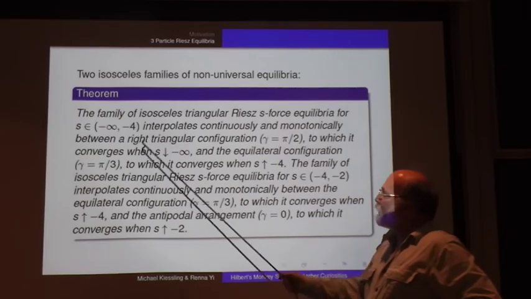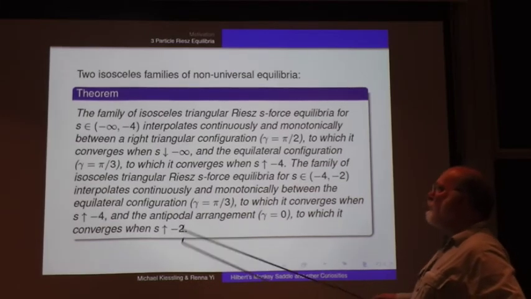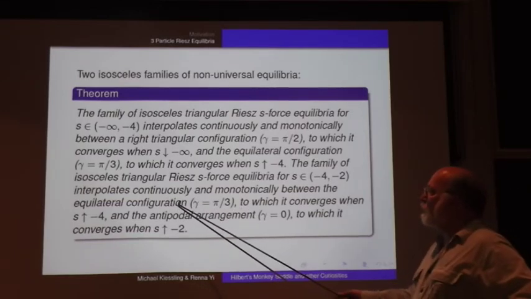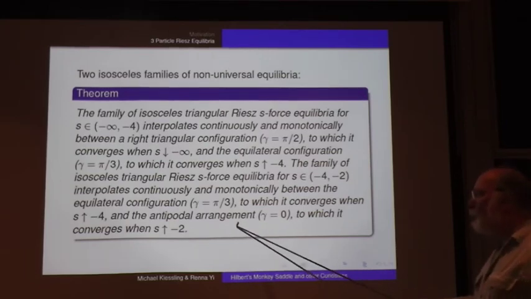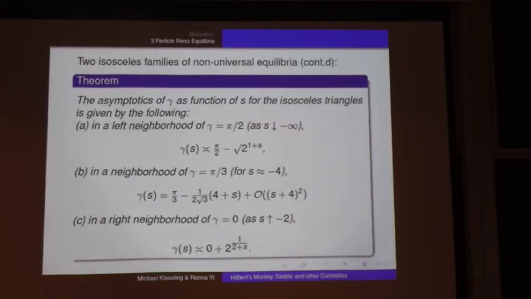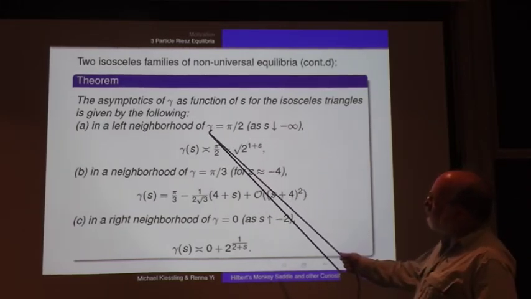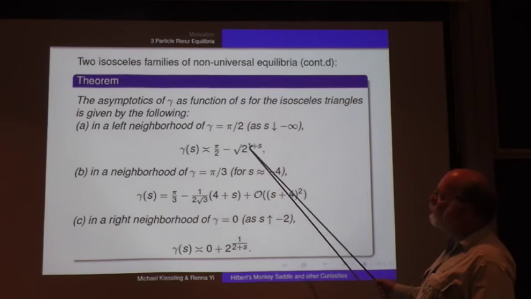To the right of S is -4, but to the left of S equals -2, there is another continuous family of isosceles triangular Riesz force equilibria. And that also interpolates continuously between the equilateral configuration at S equals -4 and the antipodal arrangement. Continuation. We can work out the asymptotics. So this is when S goes to -infinity, so gamma converges to pi-half. How does the neighborhood look like? It looks like that. Pi-half minus square root of 2 to the 1 plus S.